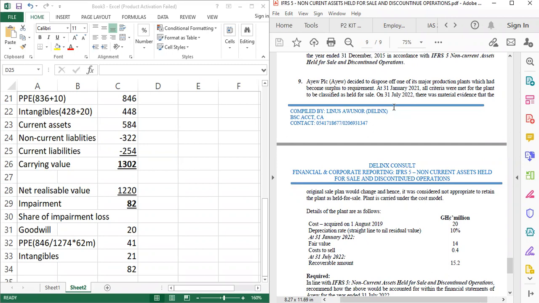Details of the plant are as follows. Cost acquired on 1st August 2019. Depreciation straight line to nil, residual value 10%. At 31st January 2022, fair value was 14, cost to sell was 0.4, and then at 31st July 2022, recoverable amount was 15.2. Required, in line with IFRS 5, Non-current Assets Held for Sale and Discontinued Operations, recommend how the above will be accounted for within the financial statements of IU for the year ended 31st July 2022.